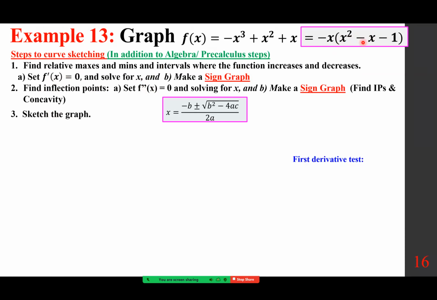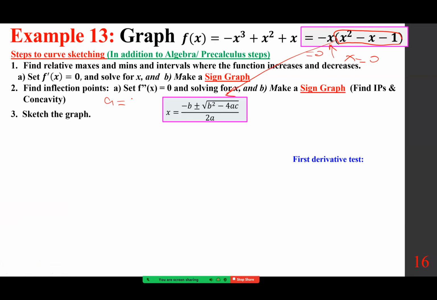So for this part, when I set this equal to 0, this gives me 0. Again, I want to make sure we understand. I'm trying to find the intercepts. If I set this equal to 0, this gives me x equal to 0. This part, I am using the quadratic formula.